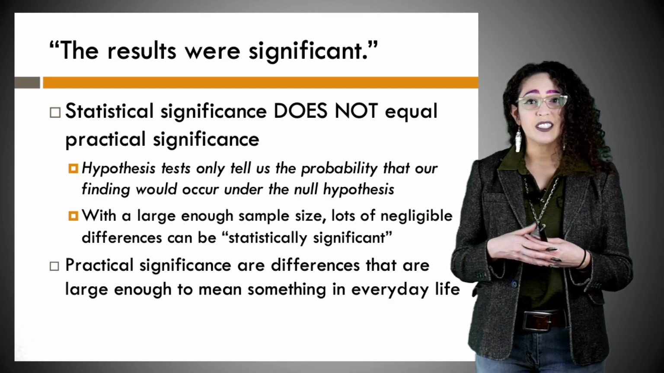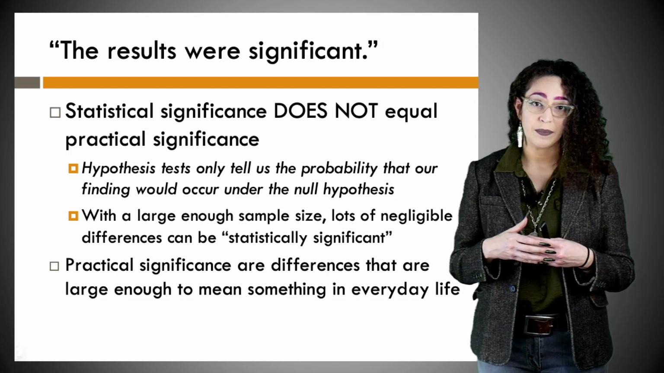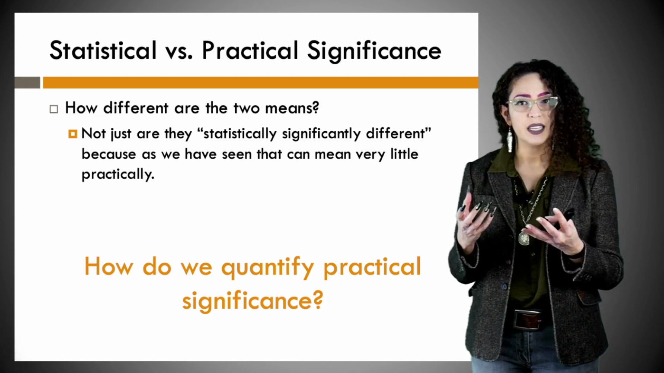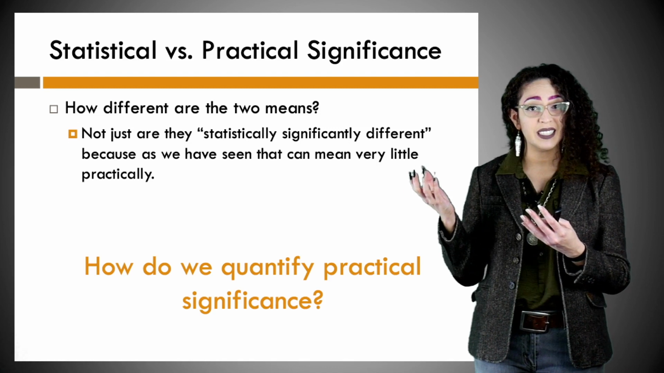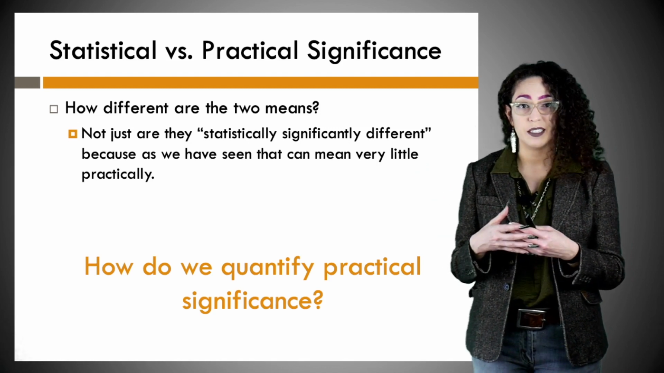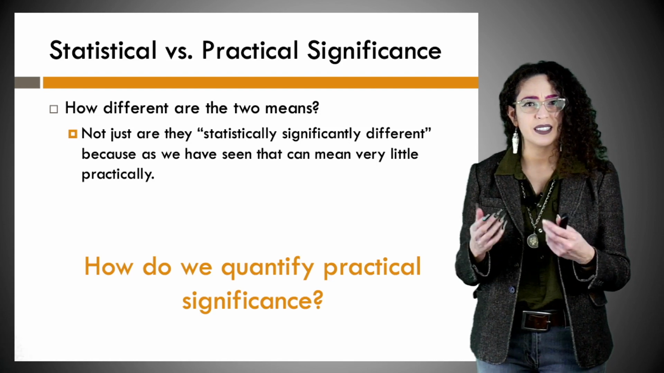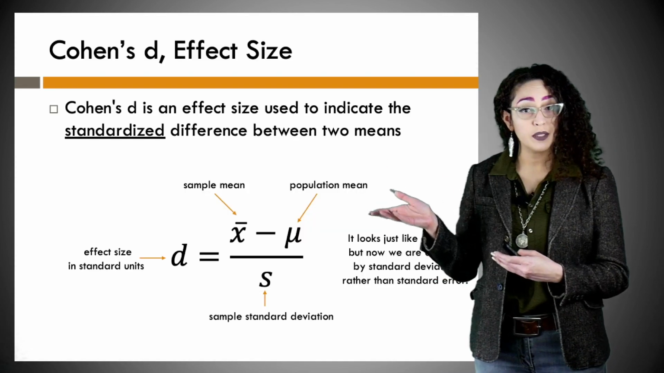Practical differences are differences that are large enough to actually mean something in everyday life. So what we really want to know is how different are the two means? Not just are they statistically significantly different from each other, because as we've seen, that doesn't always mean that they're practically different from each other. So how do we quantify that practical significance? Effect size, Cohen's D. So this is Cohen's D.